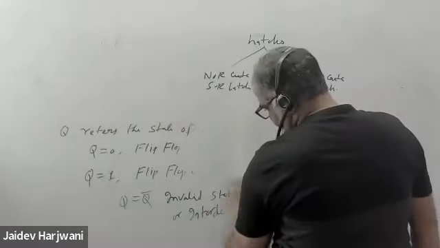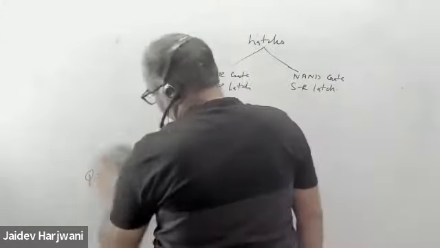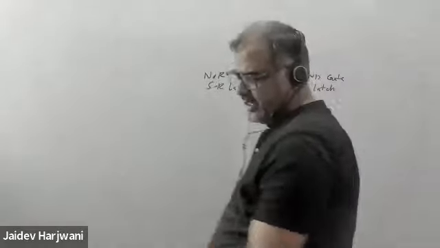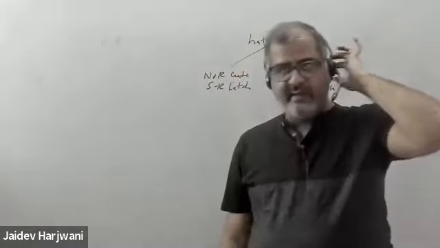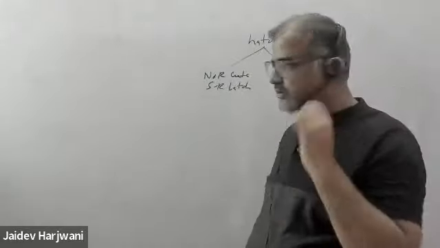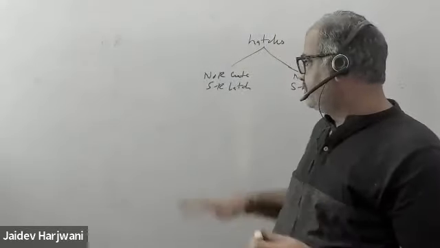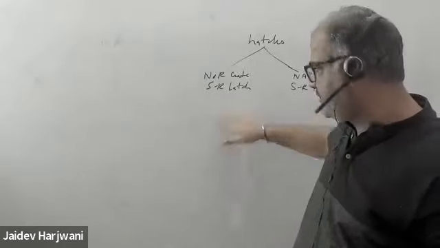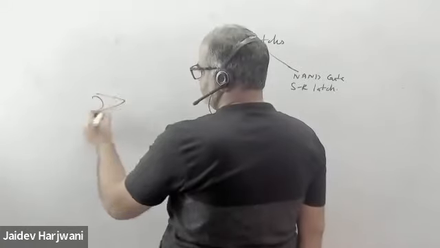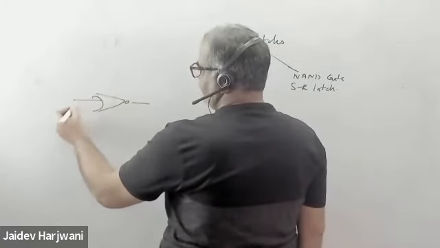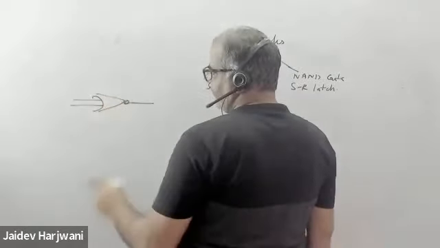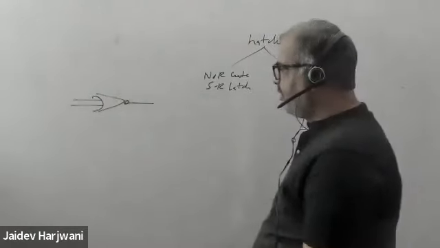Now, in order to understand the working of a flip flop, flip flops are generally made of NOR gate or NAND gate. We will be using NAND gates mostly to design your flip flops. First we start with the NOR gate. What is your NOR gate basically? If you're giving two inputs, you're getting an output which is A plus B, complemented.